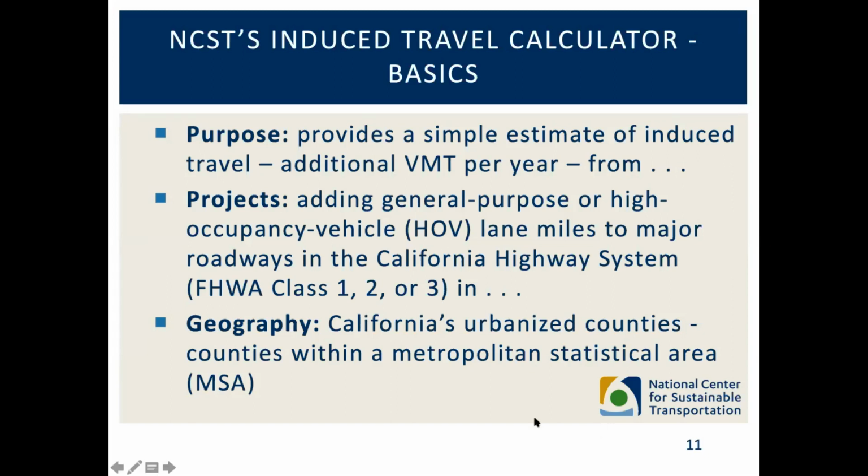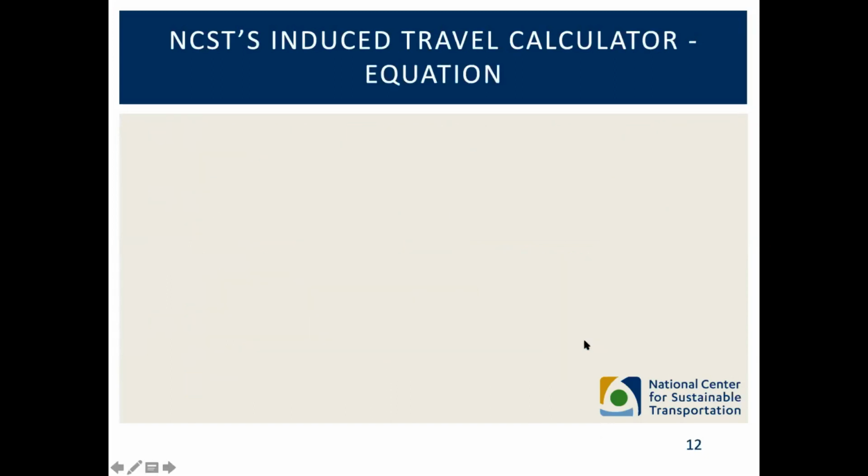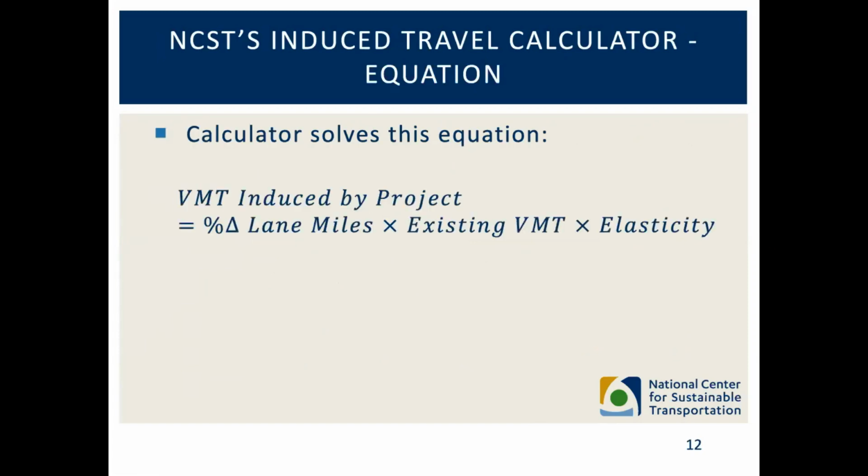And so how does the calculator actually work? So the calculator solves this simple equation. VMT induced by a capacity expansion project equals the percent change in lane miles on that facility within the relevant geography times the existing vehicle miles traveled on that facility in that relevant geography multiplied by an elasticity.